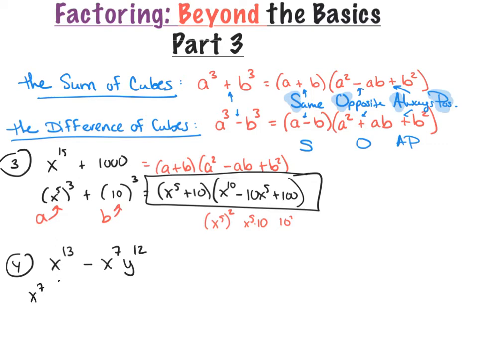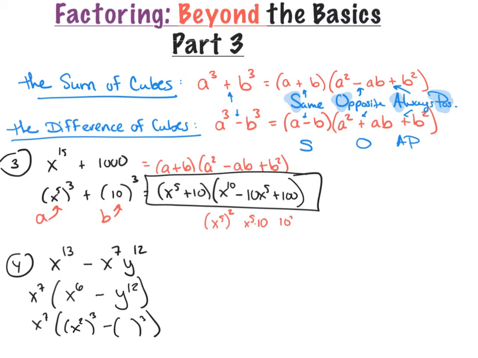So x to the 7th, that leaves us with x to the 6th minus y to the 12th. So our common factor of x to the 7 will just stay in the front. And I want to rewrite this so I have somebody cubed minus something else cubed. Okay, so remember, when you're cubing something, you're multiplying by a 3. So to figure out how many x's do I cube to make 6, I'm going to go 6 divided by 3 is 2. 2 times 3 makes 6.